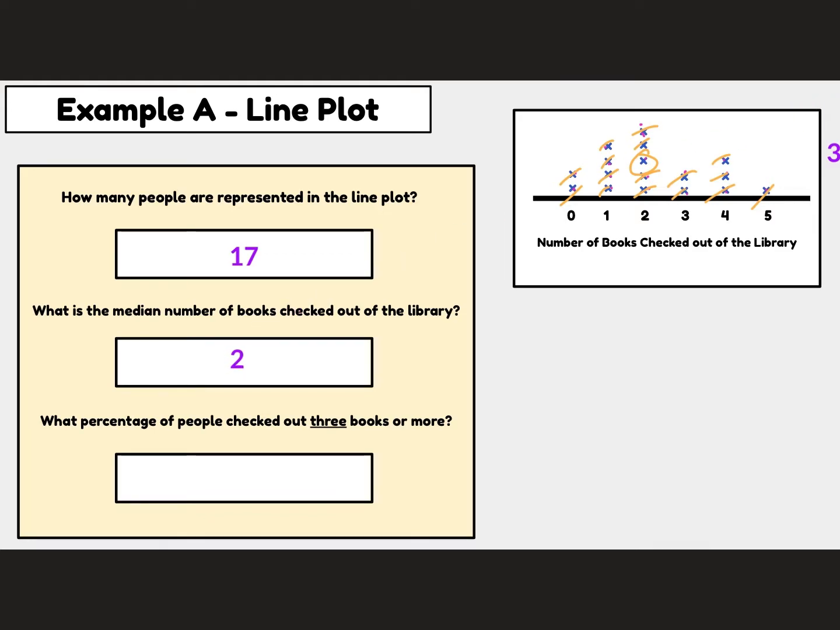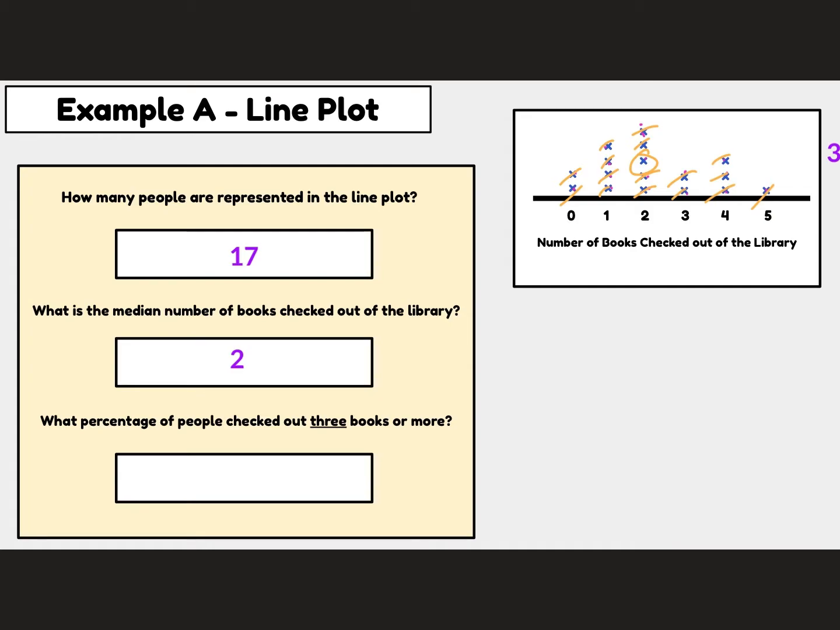The next question asks, what percentage of people checked out 3 books or more? So unlike previous questions in this problem, we need to do some math in order to figure this out. When we're talking about percentages, there's a couple of ways that we can do that. We can use a decimal, we can use a fraction, or we can use a proportion if we know what we're doing. So I'm going to use a proportion, but there's many methods in order to figure this problem out.